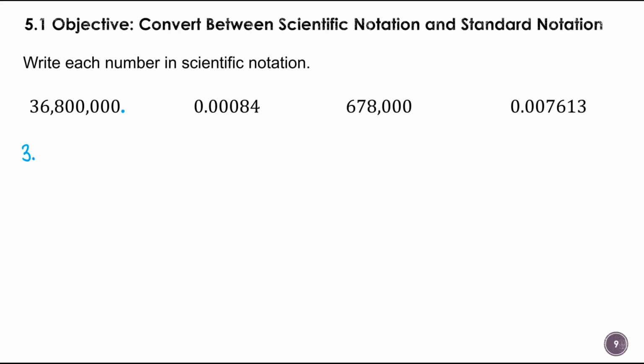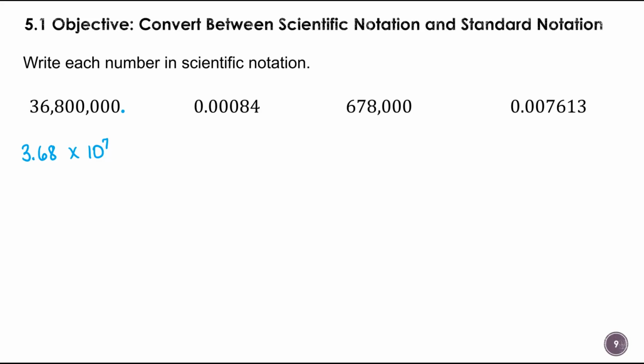So 3.68, we're going to keep those digits, times 10. And then my power is based on counting from this decimal to where I put it for my scientific notation. So 1, 2, 3, 4, 5, 6, 7. Remember, if it's a number that was greater than 10, it's going to be a positive count. So it's a positive 7.